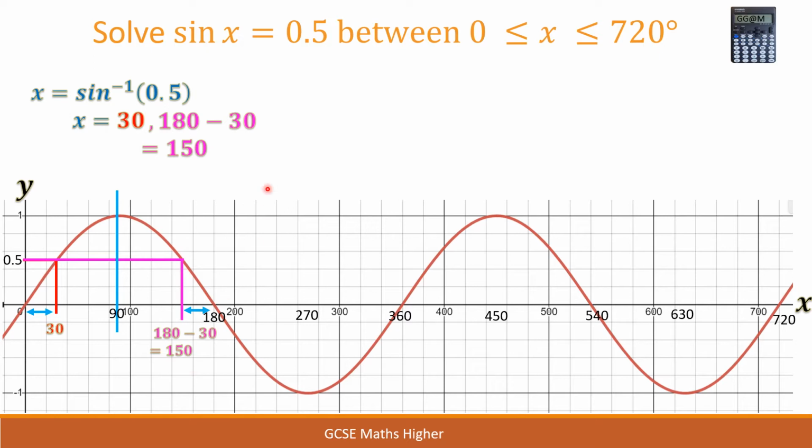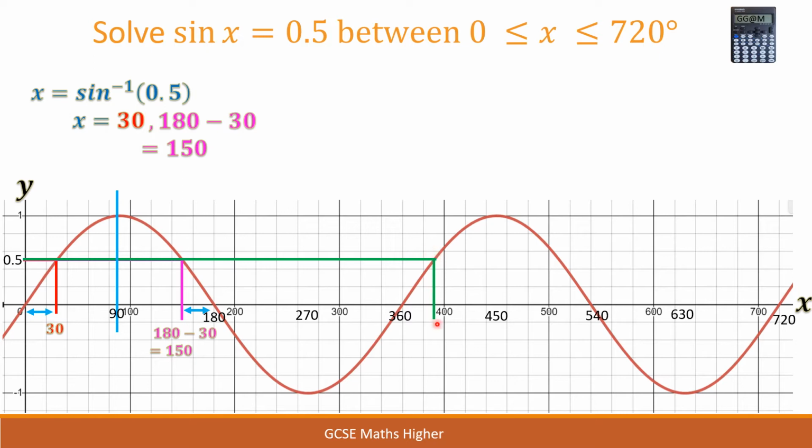We need to write that up next to our question. So I've got 180 take away 30 is equal to 150 is the second angle. Now to find the third angle, we need to go back to the equation of the 0.5 and we need to extend the line further. Now when I extend the line further, I now hit the curve at this point over here.